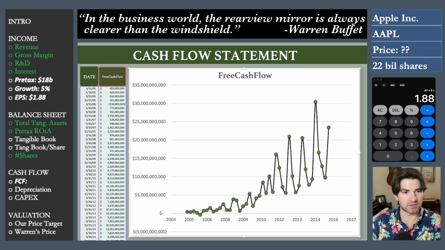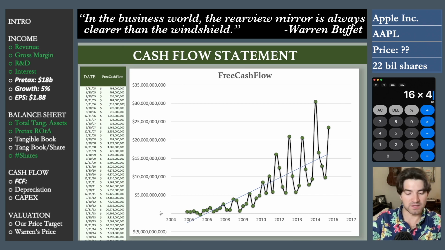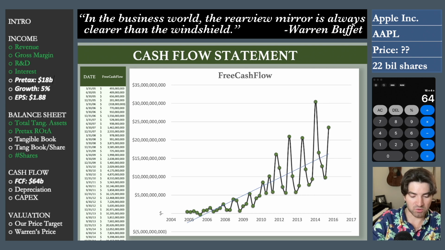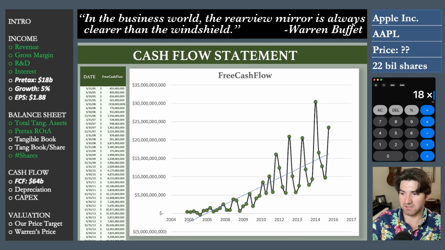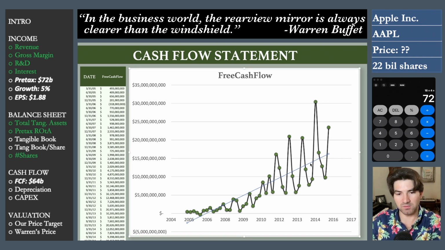I'm going to fit a trend line like I did earlier. Let's see. Yeah, we're at what is this? $16 billion a quarter. Okay, so what? 16 times 4 is what? 64. So for the free cash flow, I'm going to put $64 billion. I just realized my pre-tax income, I never multiplied that by 4. So I need to multiply 18 times 4. It's actually 72, not 18. So let me change that. All right, 72.